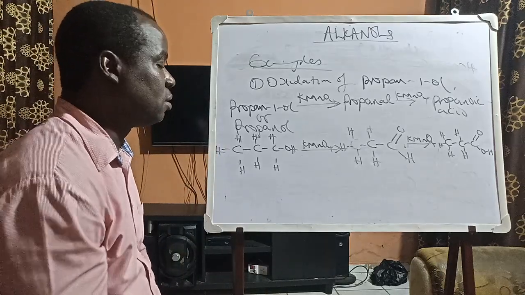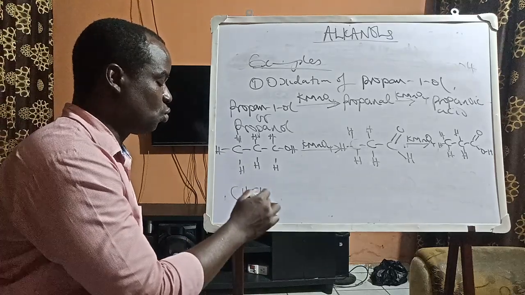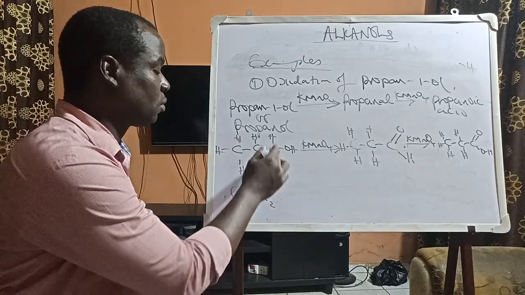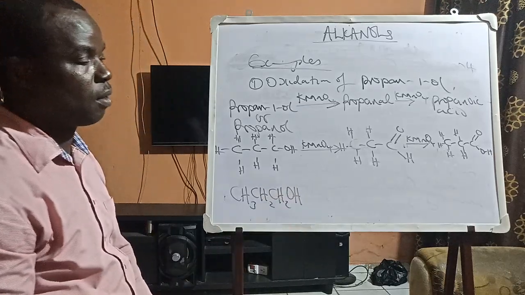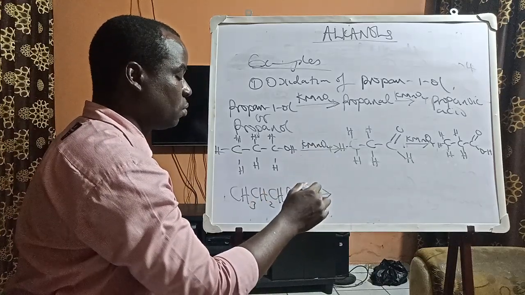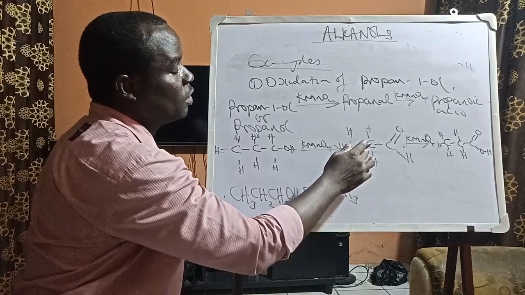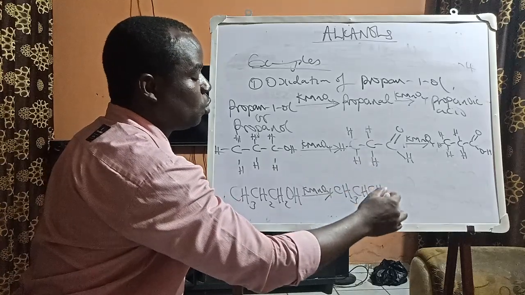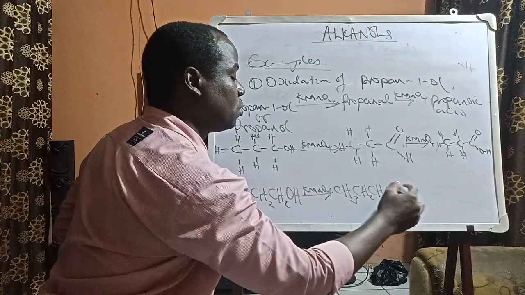Now, how do we summarize it? This one will now be CH3, CH2. I believe you are conversant with this now. This one will be CH2OH. Then here we have KMnO4. Here we have CH3, CH2. This one will be CHO. Remember I told you this O and H is CHO. Remember that. Then further oxidation.